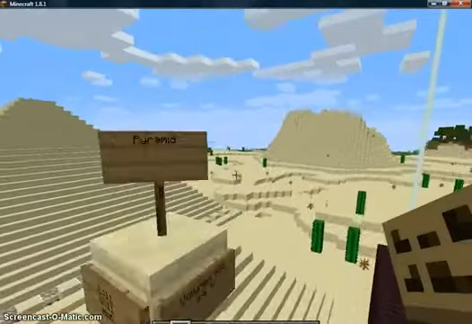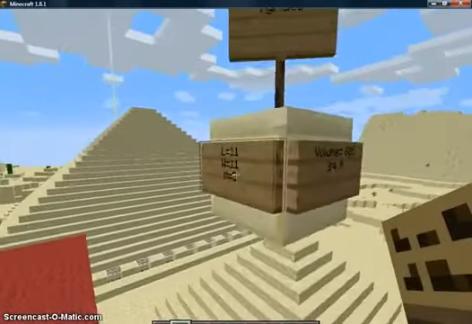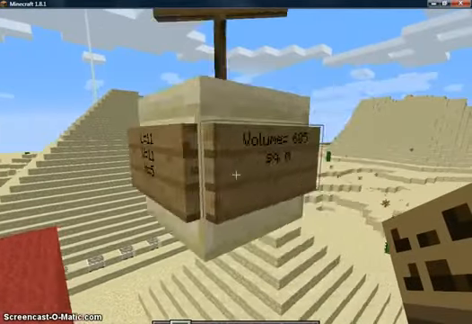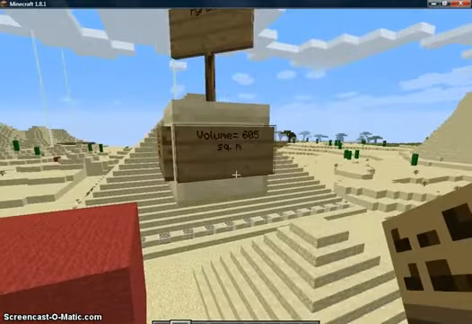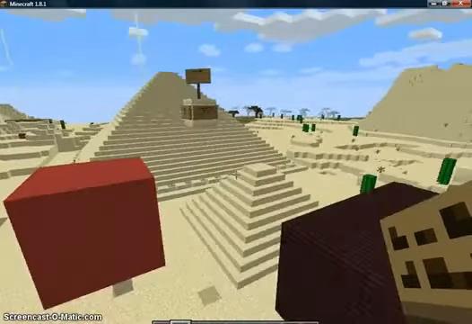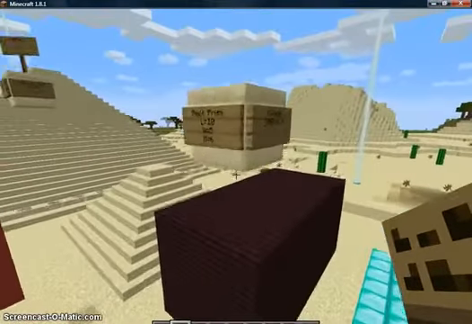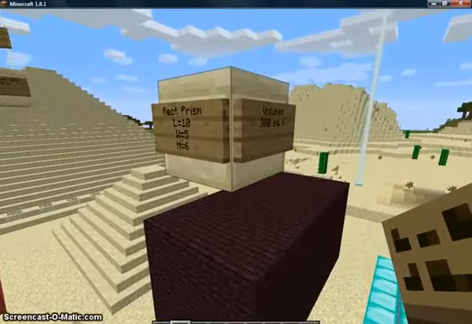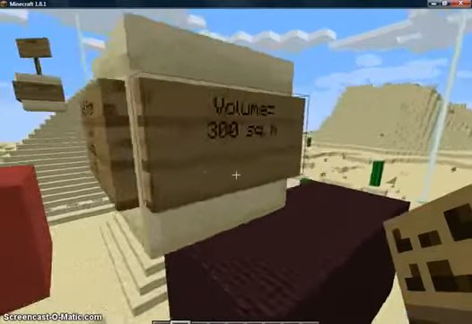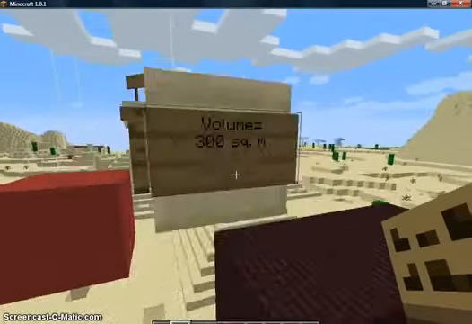Now, for my pyramid, length is 11, width is 11, and height is 5. So my volume is 605 square meters. My rectangular prism, length is 10, width is 5, and height is 6. So volume is 300 square meters.